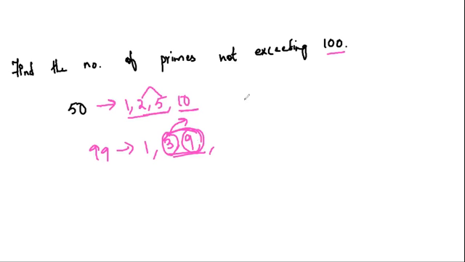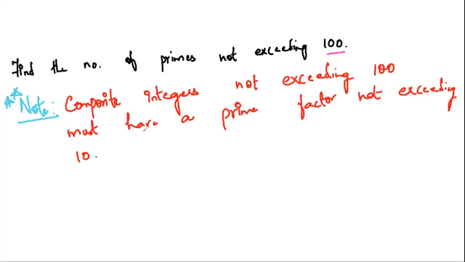So generally, the rule is that composite integers not exceeding 100 must have a prime factor not exceeding 10. Let me write that rule actually. So the important point is composite integers not exceeding 100 must have a prime factor not exceeding 10. Now what are the prime numbers not exceeding 10, or the prime numbers less than 10?